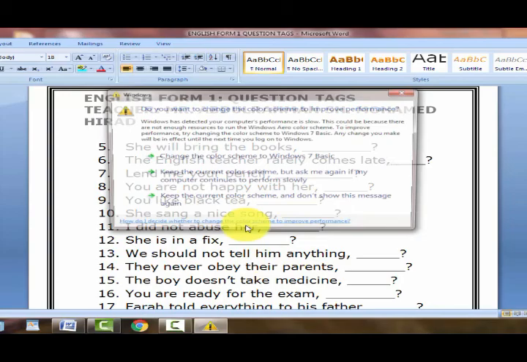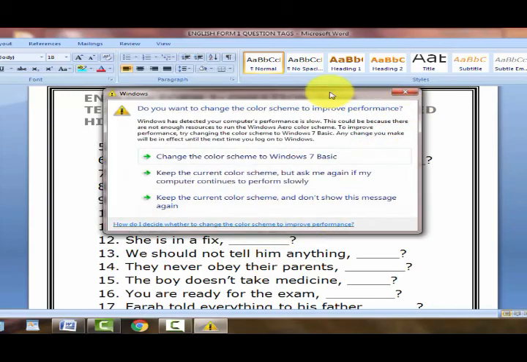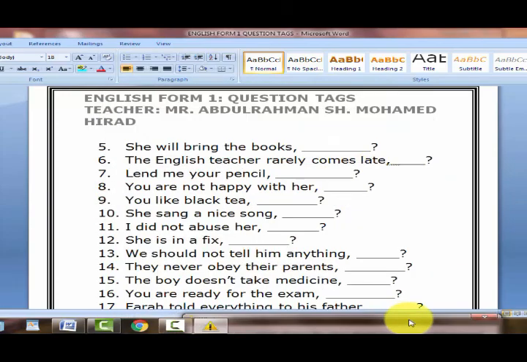So it's very important to note whether the statement is negative or positive. Whether it is an affirmative sentence or a negative. Because when you note that a sentence is affirmative, your answer becomes negative. When the statement you have is negative, your answer becomes positive. So it's very crucial and important.